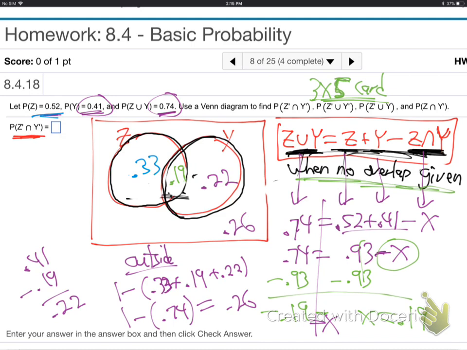All right, it says not in Z. It's both. It's both and, right? It's overlap. You got to do both: both not Z and not Y. So what numbers are both not in Z and not in Y? 0.26. Done. That's it. 0.26.